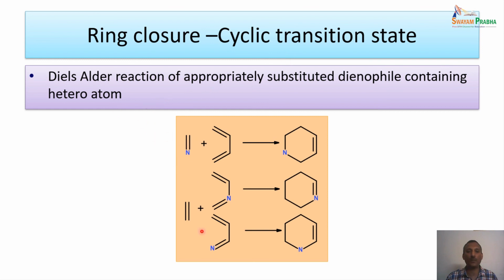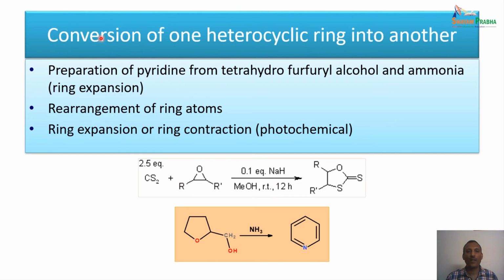So here we have given some examples of diene and the dienophile. The heteroatom can be on the dienophile or the heteroatom can be on the diene. So they undergo a cyclic transition state to give the cyclized product. This is a general method of preparing heterocycles, and in this particular case it is applicable for 6-membered rings. And another method is conversion of one heterocycle to another one, that is preparation of pyridine from tetrahydrofurfuryl alcohols and ammonia, that is a ring expansion reaction.